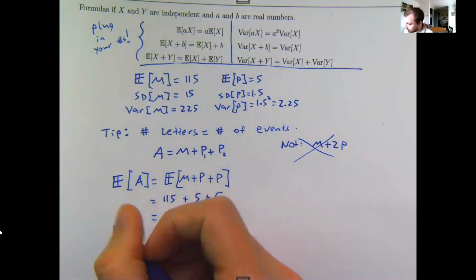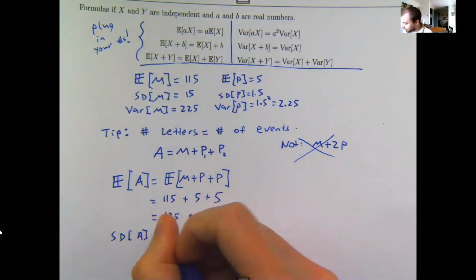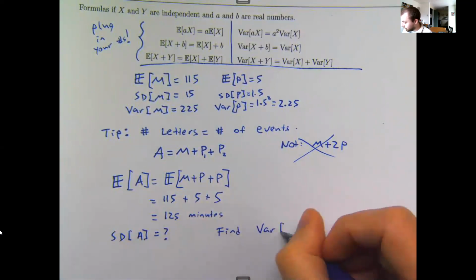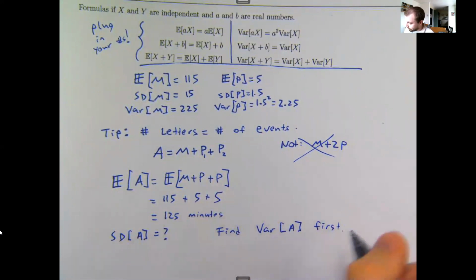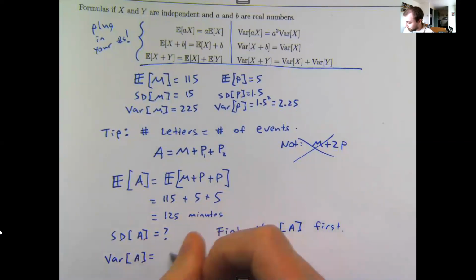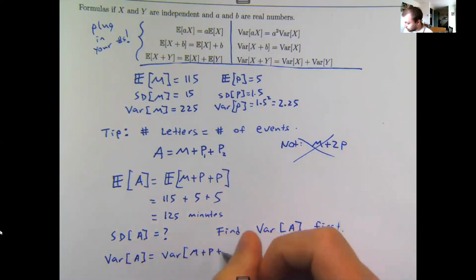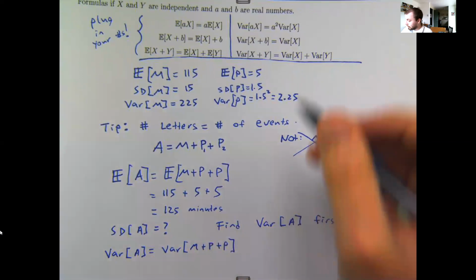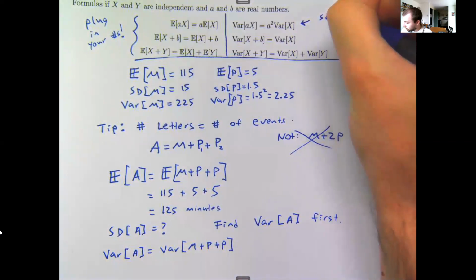This problem also asked me to find the standard deviation for A. In order to find the standard deviation of A, you have to find the variance first. So I'm going to look at the variance of A, which is the same thing as the variance of the movie and the first preview and the second preview. Now, the way that the variance works here is that if you have a multiplier, you're going to square the multiplier.